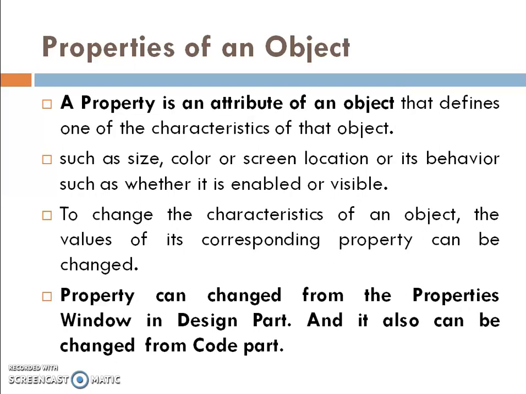A property is an attribute of an object that defines one of the characteristics of that object, such as size, color or screen location, or its behavior such as whether it is enabled or visible. To change the characteristics of an object, the value of its corresponding property can be changed. A property can be changed from the property window in the designing part, and it can also be changed from the code part.